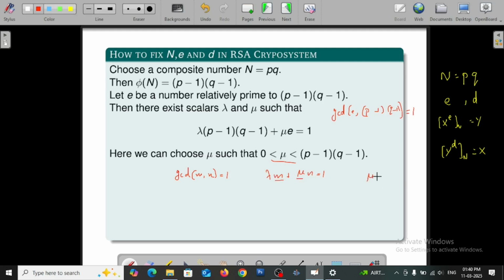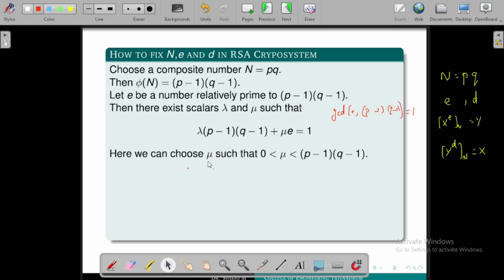And suppose mu is greater than m. Then you can divide mu by m, and mu can be written as some quotient times m plus a remainder, let it be mu dash, so that the equation still equals 1. I am combining the terms with m and we can write this as some lambda dash times m plus mu dash times n is equal to 1. Now we can say that this mu dash is less than m, because mu dash is the remainder obtained when mu is divided by m.